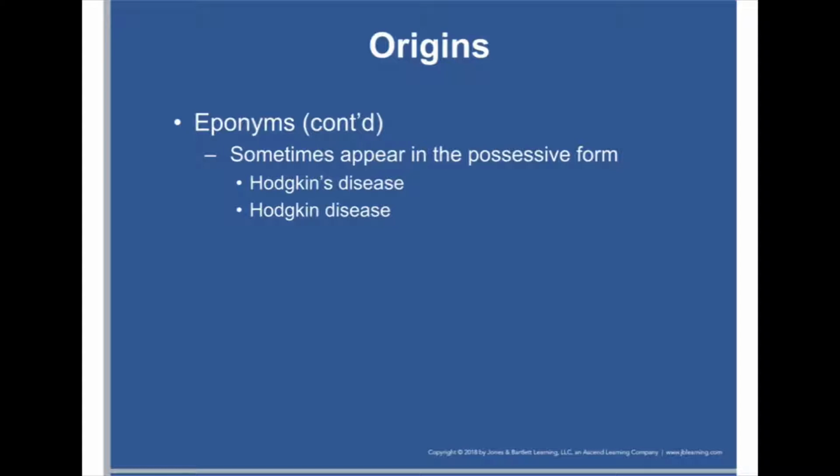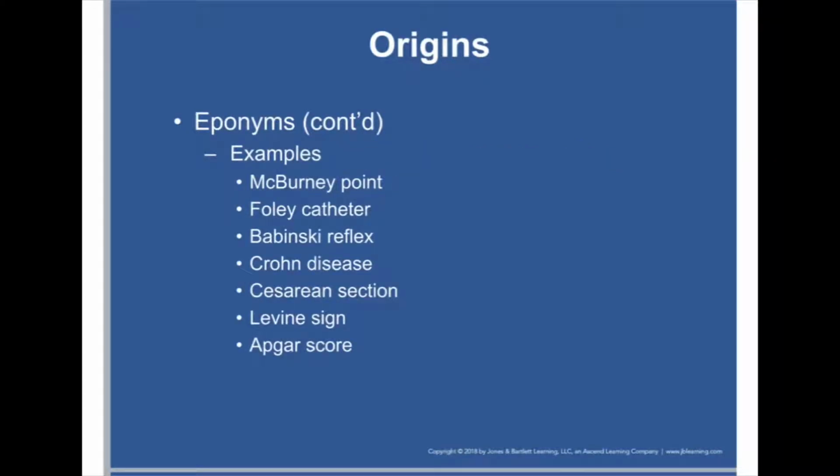Just like we call ALS Lou Gehrig's disease, we don't call it Lou Gehrig disease. It's another example of an eponym that is possessive when we speak it or use it correctly. And these are just some examples of eponyms that we've seen. You're probably familiar with some of these, like the Apgar score, Crohn's disease, cesarean section. You may not have even realized that some of these terms were eponyms, like the Foley catheter. How would you like to be named that guy?